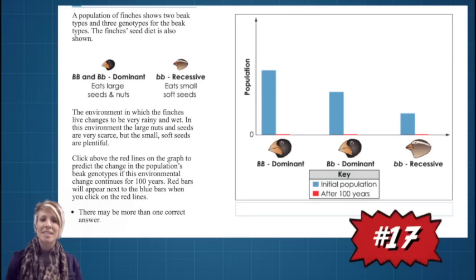Okay, next question. It says a population of finches shows two beak types and three genotypes for the beak types. The finches' seed diet is also shown. So let's take a look at what we see here.